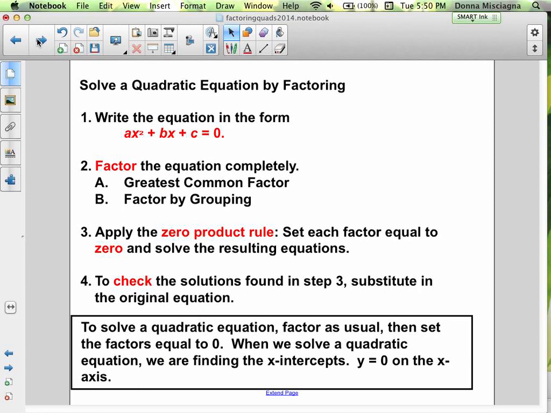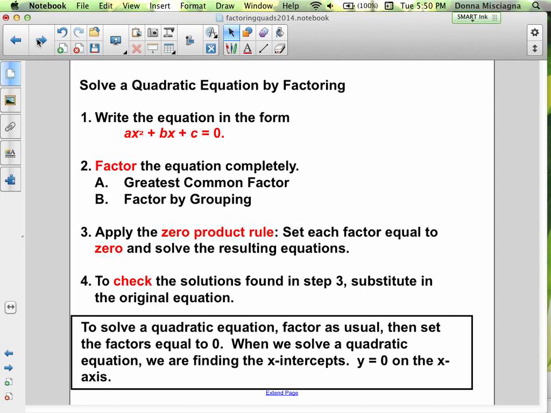Sometimes you can use greatest common factor. Sometimes you'll use factor by grouping. And sometimes you use a little of both. Right? We'll pull out the greatest common factor, and then we'll factor by grouping for the rest. You'll apply the zero product rule. You'll set each factor equal to 0 and solve.